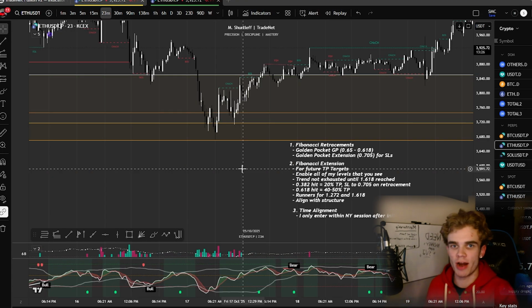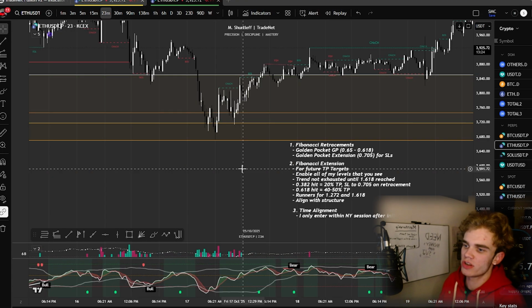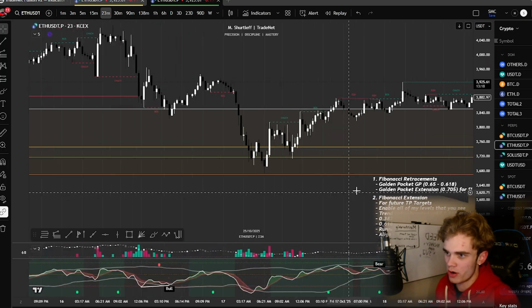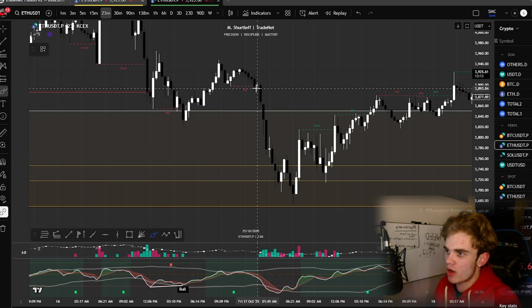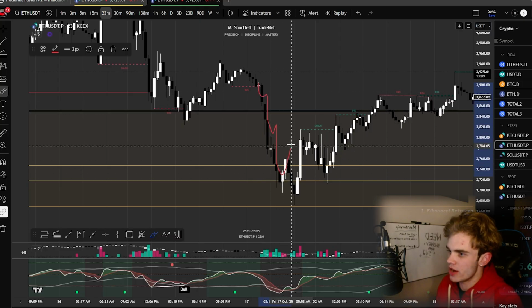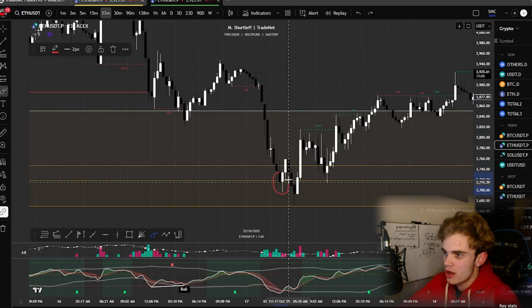Okay, so next is time alignment. Okay, with this setup I only enter within New York session after the initial manipulation move, which usually tends to lie between 30 minutes to an hour of New York open. Okay, and I'll show you what I mean here. So following the price action, this right here is about 2 a.m. on a Friday. So we're coming down overnight over Asia session and whatnot, and we come down for 1 sweep and 2 sweep.